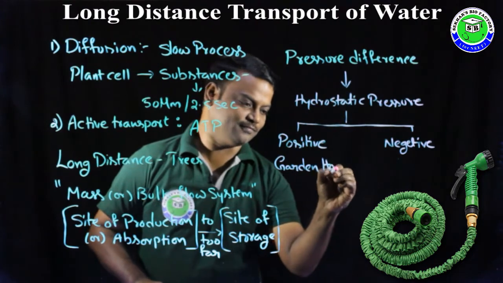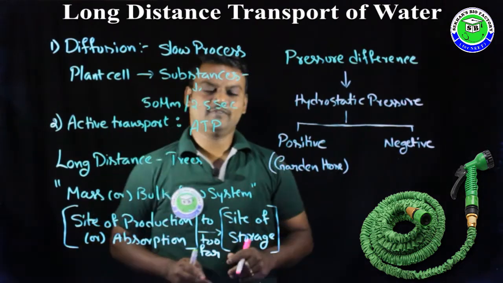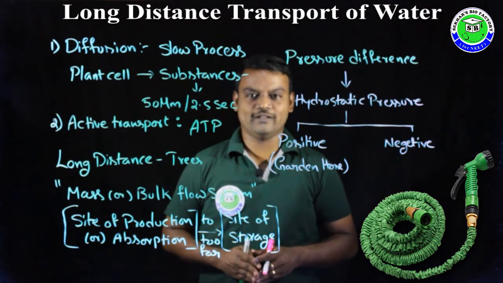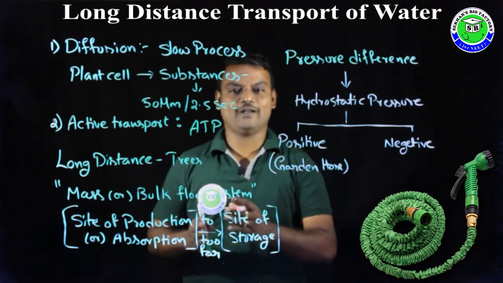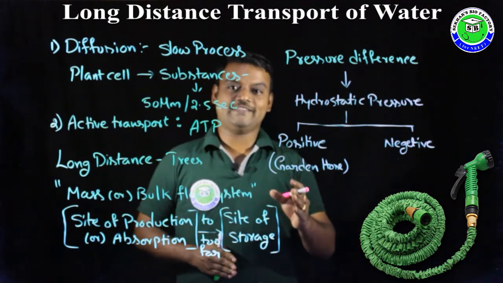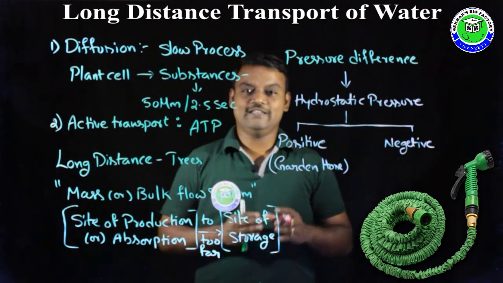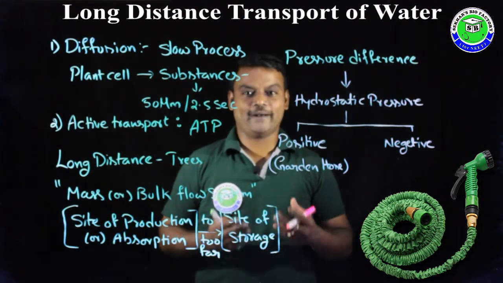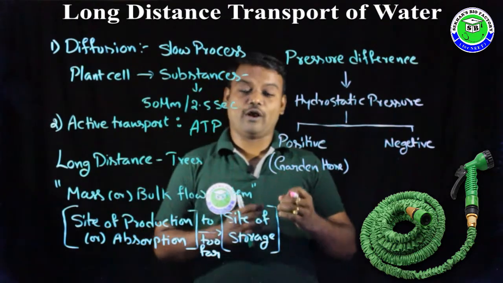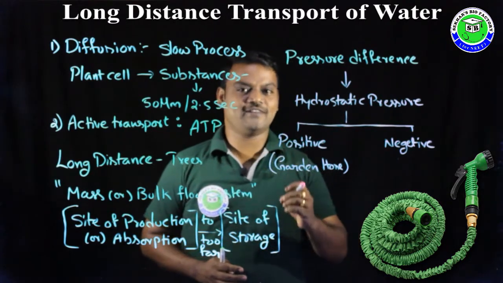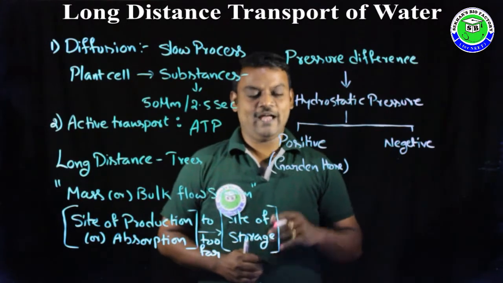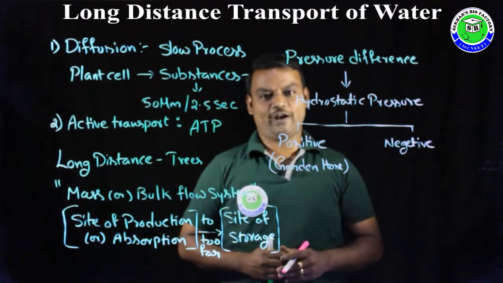garden hose. So garden hose is a long pipe used in the garden for the transportation of water from one point to another point for long distance. In this garden hose, one end is connected with a motor, and this motor can create some pressure. Because of this pressure, water will be pushed for long distance, and this pressure is referred to as positive hydrostatic pressure. And one more example is there for negative hydrostatic pressure.